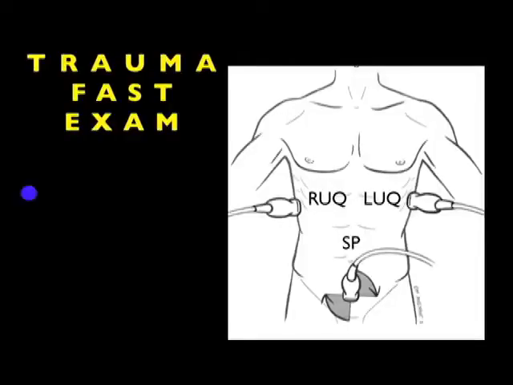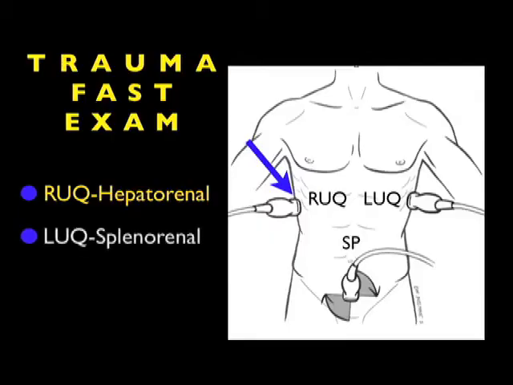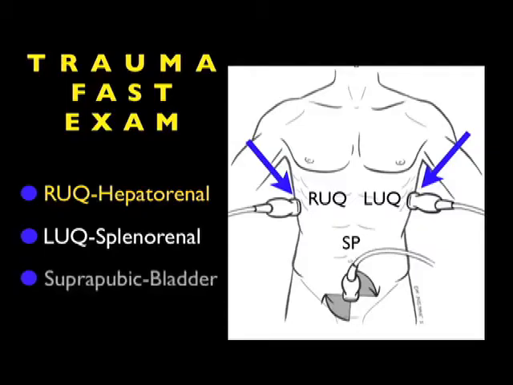In this module, we're going to focus entirely on the trauma FAST exam. Specifically, we're going to look further into the right upper quadrant view, also known as the hepatorenal view. We're going to cover the two other views of the trauma FAST exam in upcoming modules of Soundbites, the left upper quadrant view, also known as the splenorenal or perisplenic view, and the suprapubic view, also known as the bladder view.